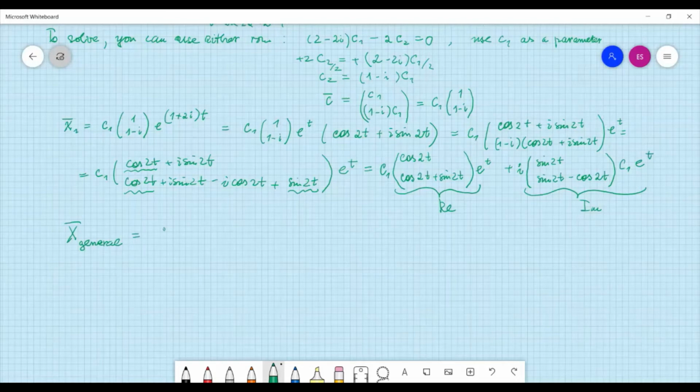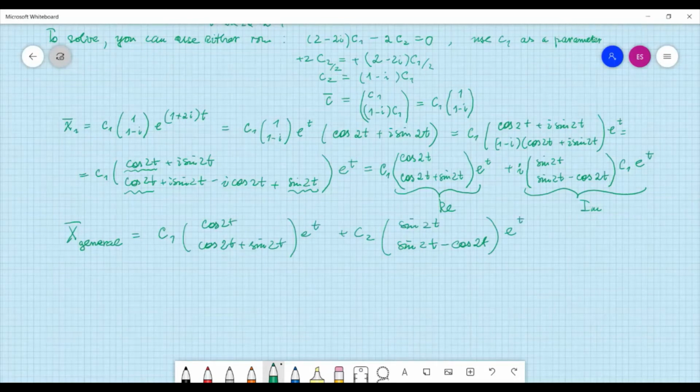general solution is going to be c1 cosine of 2t, cosine of 2t plus, supposed to be sine. I started writing down 2t before sine. Sine of 2t, e to the power of t, plus c2, and my second solution, sine of 2t minus cosine of 2t, e to the power of t. These two solutions are totally real solutions. It's going to be a little bit easier to solve initial value problem if you have these two real solutions.